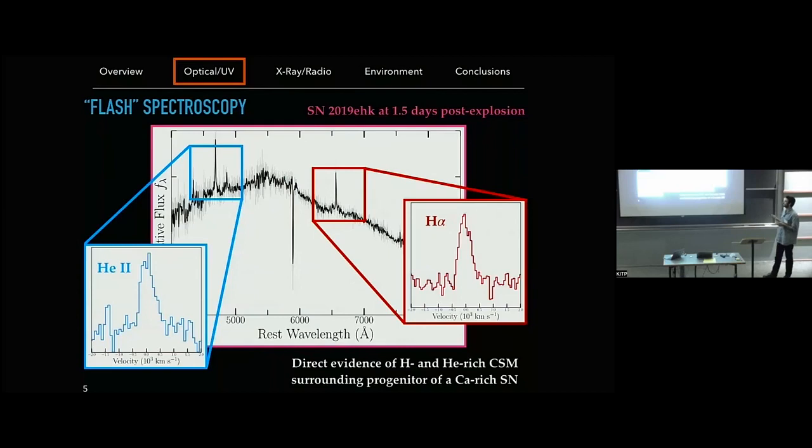And the fact that these lines are long-lived means that the CSM is pretty dense and ends at some finite radius. It doesn't extend forever. It's some sort of shell, because as the shock propagates, it'll continue to photoionize the material. And it's not just the breakout flash that keeps these narrow emission lines illuminated. So that's another interesting point in the calcium-rich landscape.